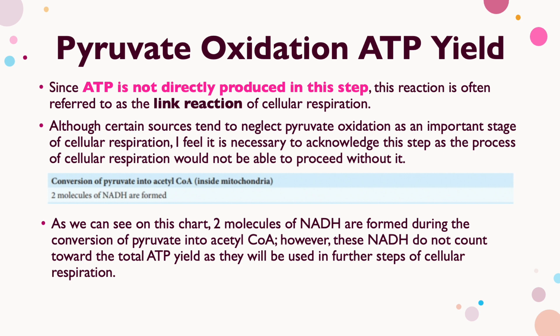Since ATP is not directly produced in this step, that is why we refer to this reaction as the link reaction of cellular respiration. And although certain sources tend to neglect pyruvate oxidation as an important stage, I felt it was necessary to include, as the process would not be able to proceed without it. So as you can see on this chart, 2 molecules of NADH are formed during the conversion of pyruvate into acetyl-CoA. However, these NADH do not count toward the total yield, as they will be used in further steps.